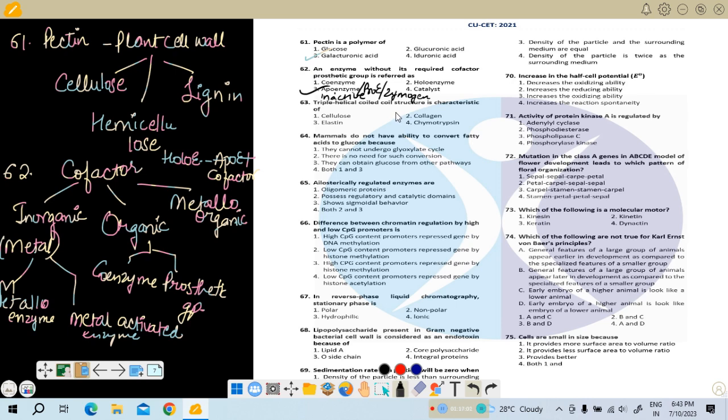Okay, then we have 63rd, triple helical coil structure is characteristic of. Collagen is triple helix. Now cellulose, that means they are talking about plant cell wall. Chymotrypsin can't be there, elastin is not there. Collagen is triple helical structure. This is the first line in the chapter of collagen.